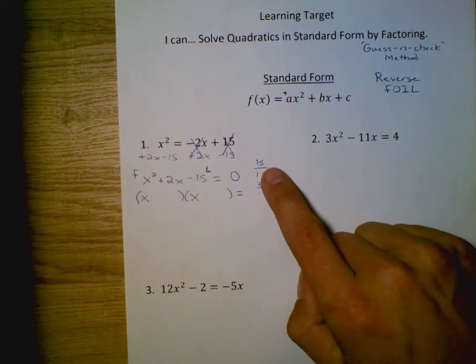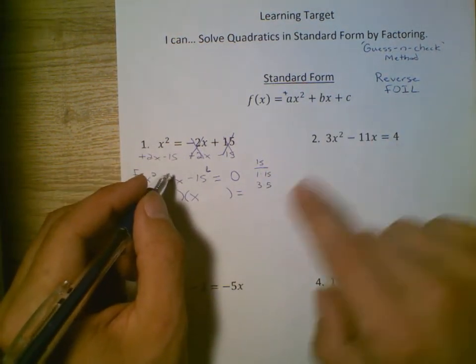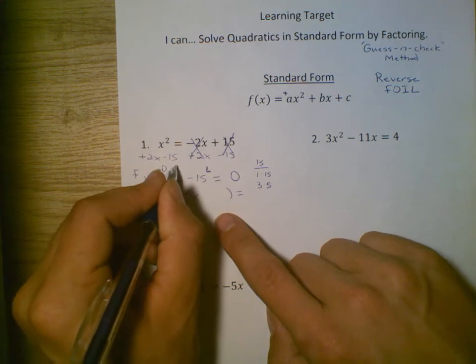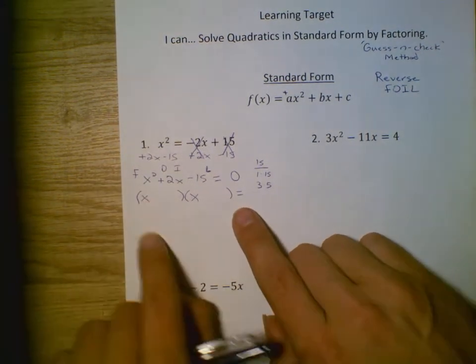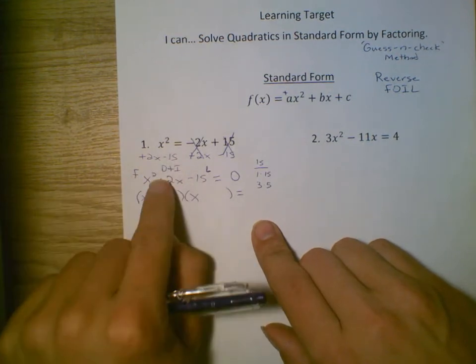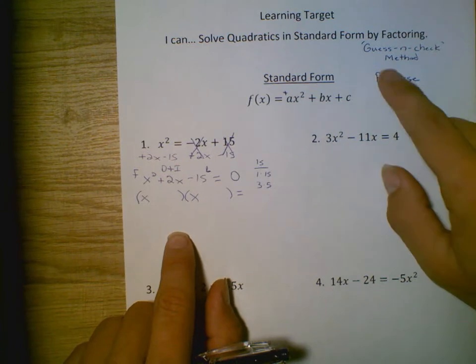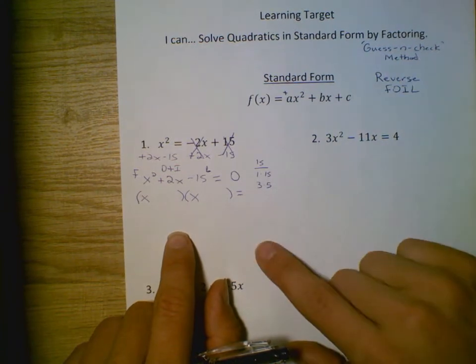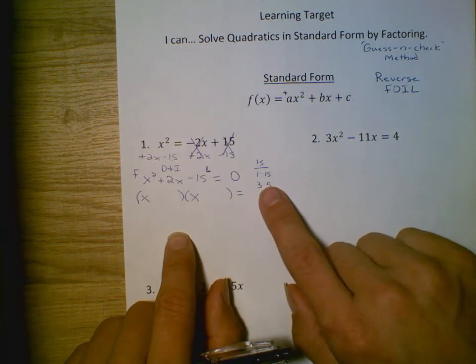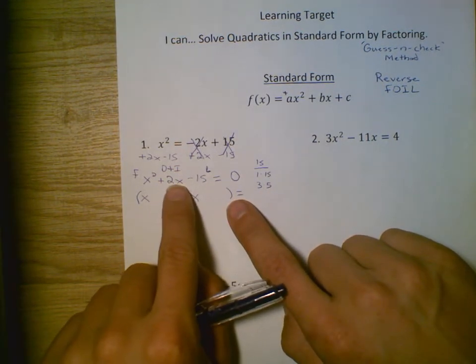But I need to make sure that I'm keeping FOIL in the back of my mind. The O and the I, when I multiply the outside and the inside, they need to combine to give me the 2x in the middle. So this is where the guess and check part of the method comes in. We're going to pick a pair of numbers, plug them in, and then check to see if we get the 2x in the middle.